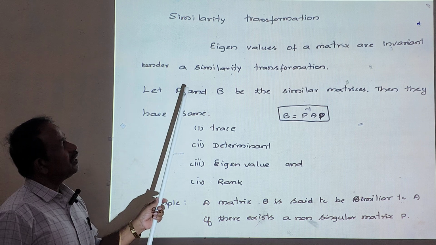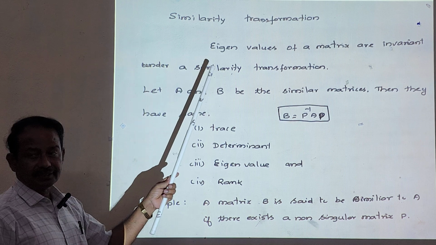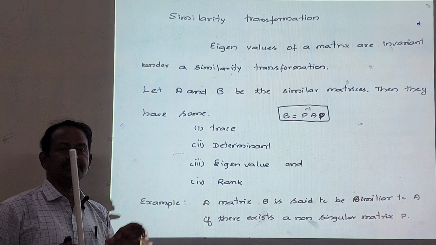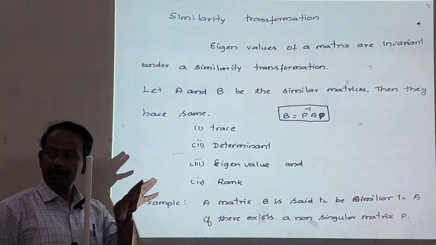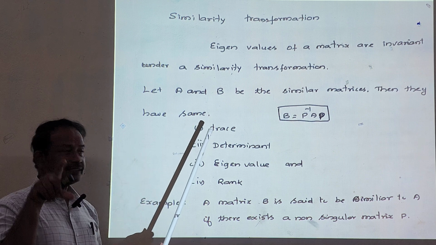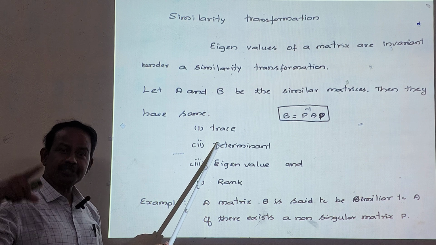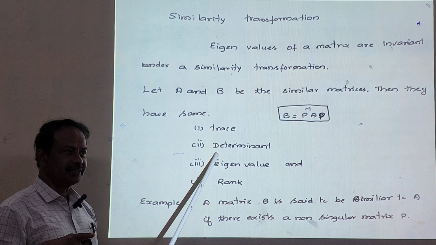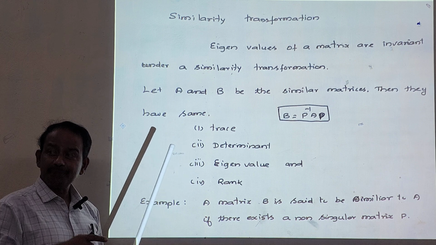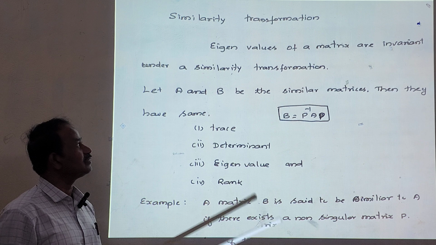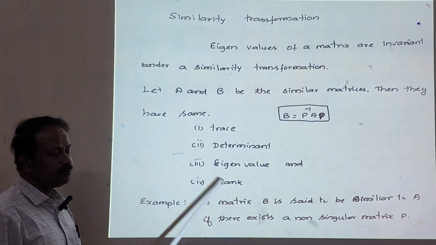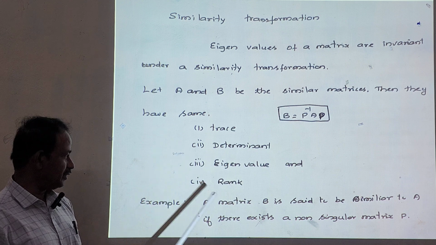Similarity transformation and eigenvalues of a matrix are invariant. As I said earlier, certain properties are invariant. So when you have similar matrices A and B, certain properties will not change. For example, when you take the trace of a matrix A, the same trace will be for B also. And determinant, eigenvalue, rank, all the properties are invariant under similarity transformation between A and B matrices. So let A and B be similar matrices, then they have the same properties. So those properties are invariant.